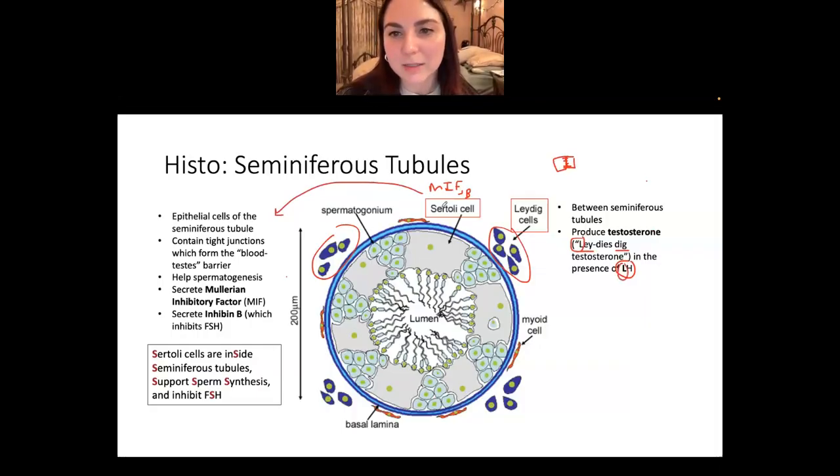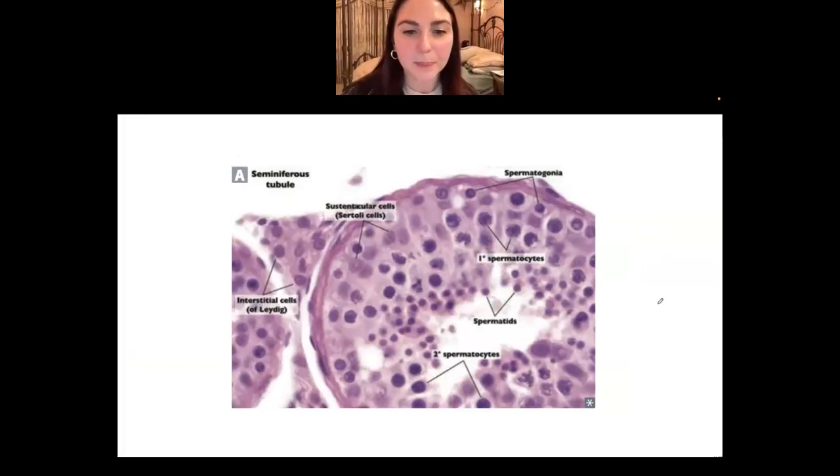So it's just a lot of L's. We have Leydig cells with LH. Sertoli cells are inhibiting FSH, so you can associate the two. Another way to remember all this is that Sertoli cells are inside seminiferous tubules because, again, Leydig's outside. They support sperm synthesis because they help with spermatogenesis, and they inhibit FSH with inhibin B.